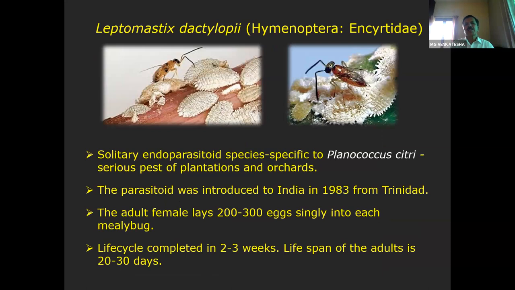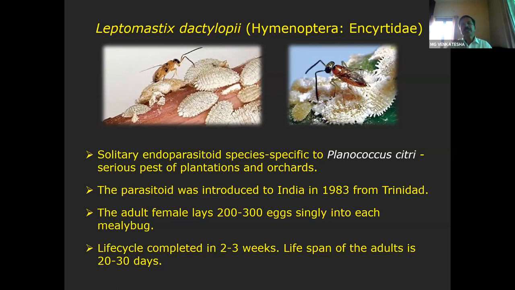So, okay, another important Hymenopteran parasite is Leptomastix dactylopii. This was imported in 1983 from Trinidad and introduced in India to control Planococcus citri, especially on coffee. Planococcus citri is a very important pest. Of course, it's a citrus mealybug. It also infests the citrus plants, all the citrus species. Apart from that, the principal host plant is Robusta coffee. It attacks Robusta coffee, and it causes a huge crop loss, about 80 to 100% in some cases. So that's why India imported these parasites in 1983 from Trinidad.